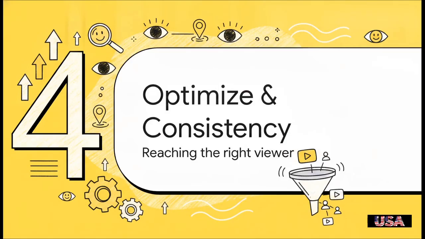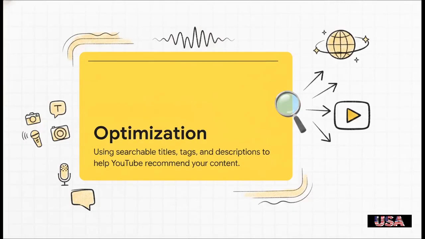Now, what's really interesting about this next part is how we actually capture that attention over time. Let's look at section 4, optimization and consistency. The source defines optimization perfectly. It's essentially using searchable titles, keyword-rich descriptions, accurate tags, and playlists to help the algorithm out. I know, these might seem like tedious, tiny administrative tweaks, but this is literally the language the algorithm speaks. These little optimizations are exactly how the platform figures out what your video is about so it can recommend it to the right English-speaking viewers.